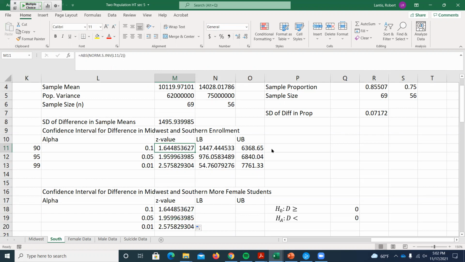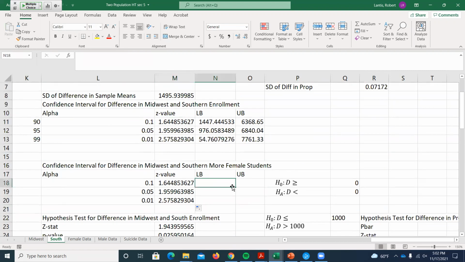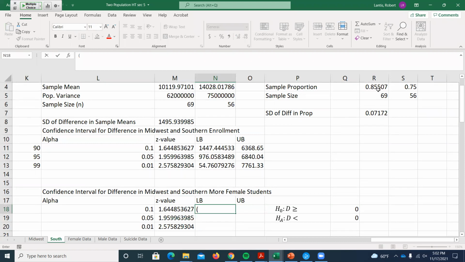So the next step is, we're just going to base our confidence interval around whatever the sample difference we found was. So we'll do the south. Whoops, what did I forget? Equal sign. Take the sample proportion from the south minus the sample proportion for the Midwest. That's my sample difference. I'm centering my confidence interval around that. That's the best guess I have about what the true difference is.